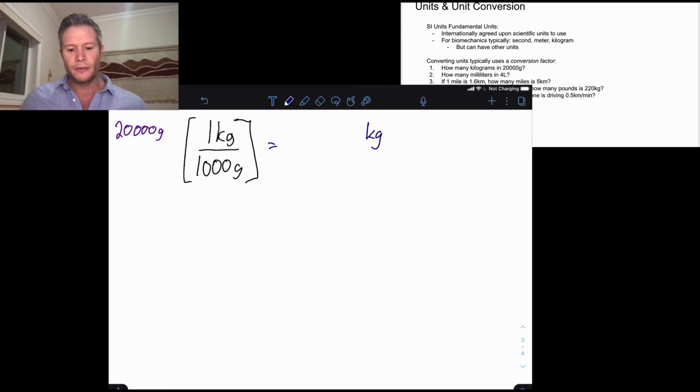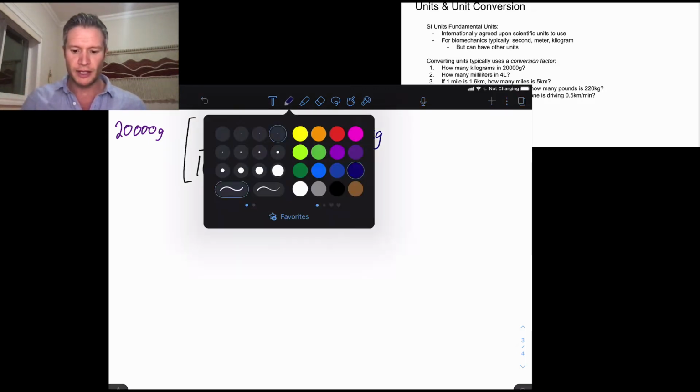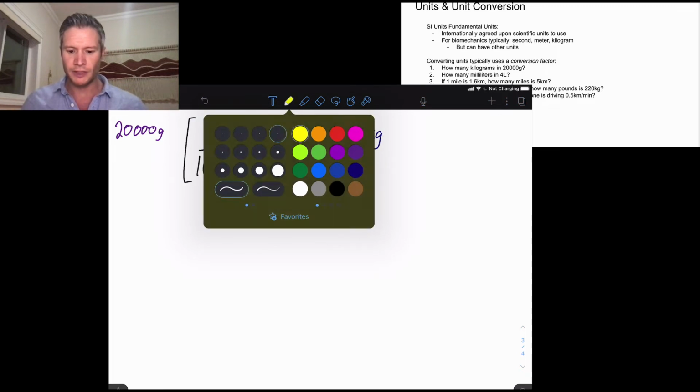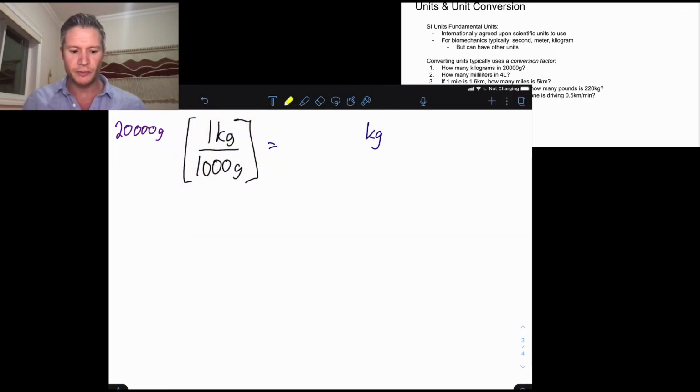Well, what we can do is multiply with the conversion factor to cancel out the units we don't want, keep the units we want, and then do the math with the number part. Okay, and here's how that looks. So when we have our 20,000, we can also put that at the top of its own fraction, and the way we do that is we essentially just say it's over 1.